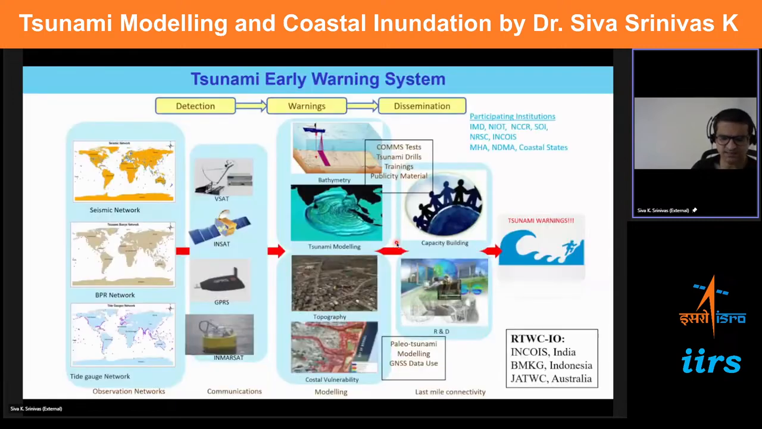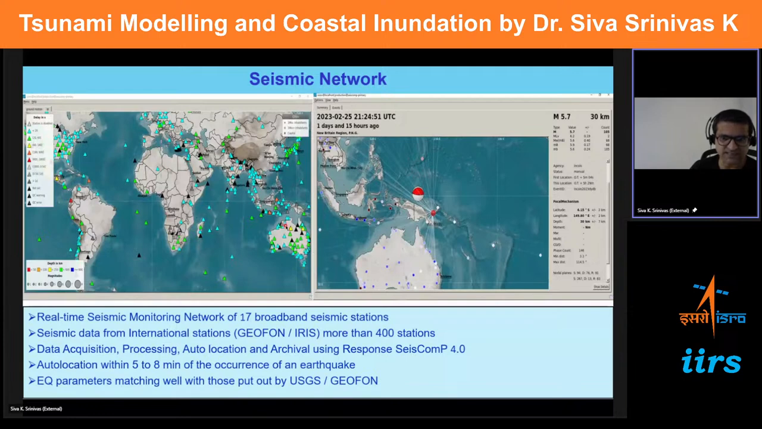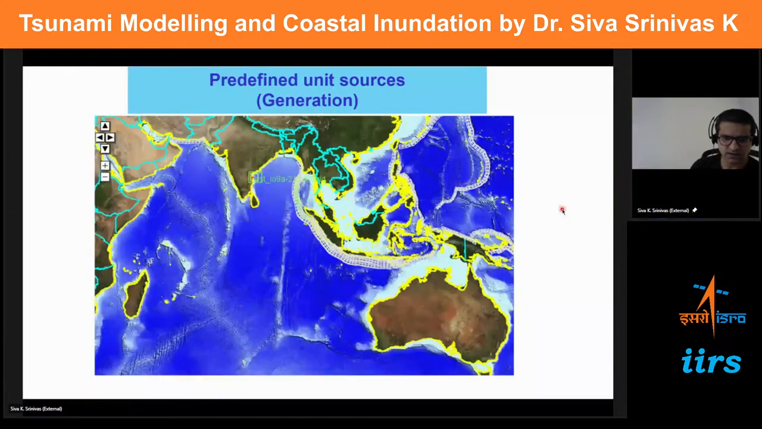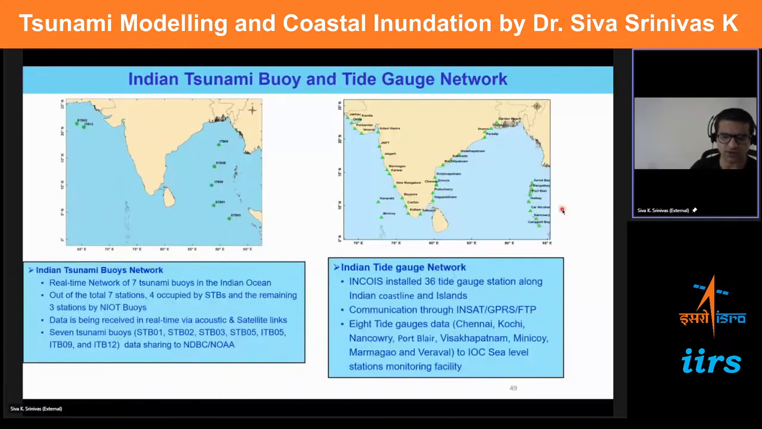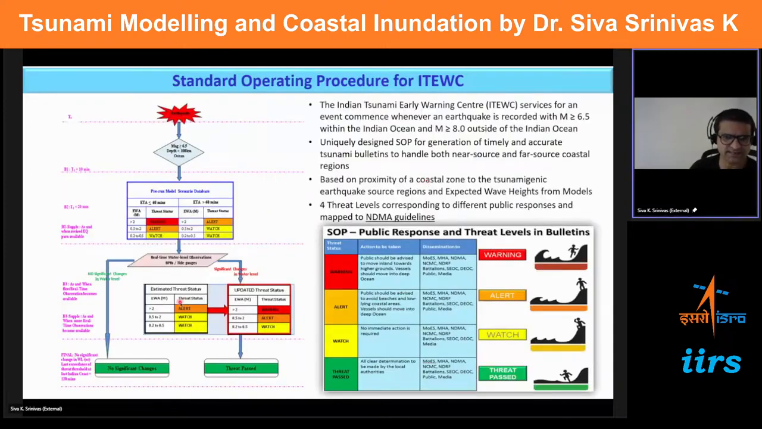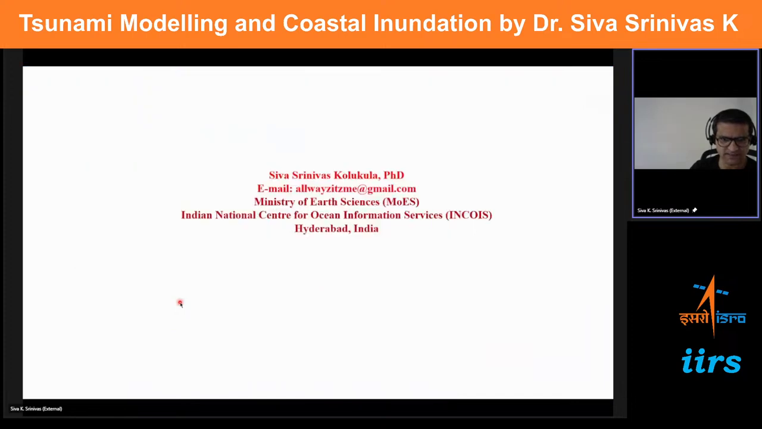These are the typical seismic networks we have, which provide us with latitude, longitude, magnitude, etc. From these parameters, we generate the initial deformation, we call the model, and we calculate the propagation and inundation. These are the various observations, tide gauges and wave radar based observations, which INCOIS has in real time through satellite. They provide us data.